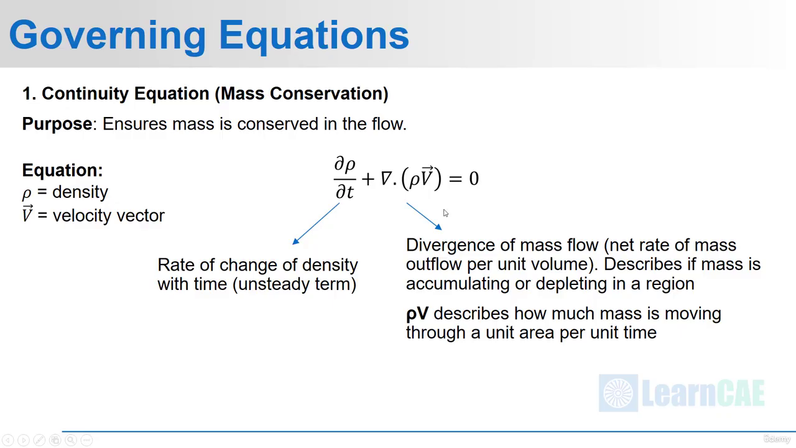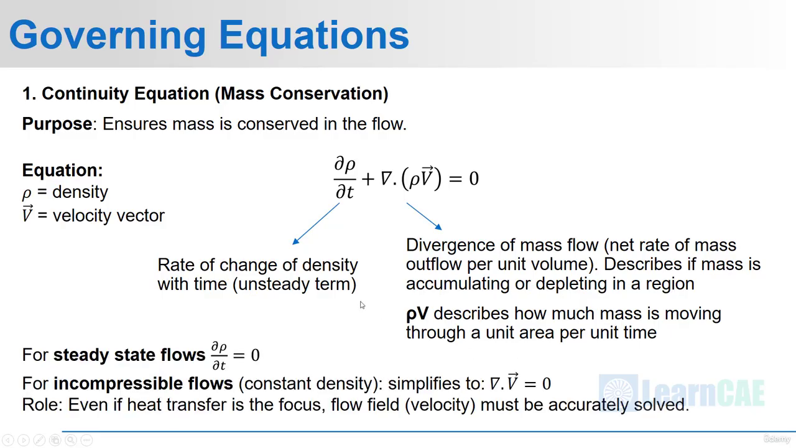Okay. We know that rho v describes how much mass is moving in a unit area per unit time. Rho A v is equal to mass flow rate and rho v represents the mass flow rate per unit area. For steady state flows, dou rho by dou t is equal to 0. And for incompressible flows where the density is constant, we can take it outside and it simply becomes del dot v vector is equal to 0.